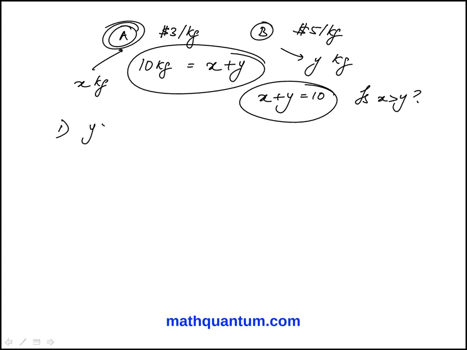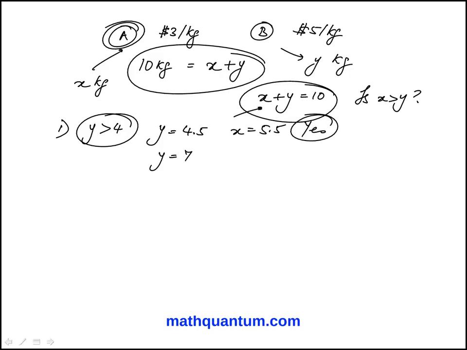Statement 1 says Y is greater than 4. Well, that doesn't really tell me anything. All I know is the sum of those two amounts is 10, because if Y is 4.5, then X is 5.5, because they have to add up to 10. This would answer it as yes. If Y is 7, X is 3. Now the answer to that question is a no. So we don't have a definite answer to the question. So 1 alone is insufficient.